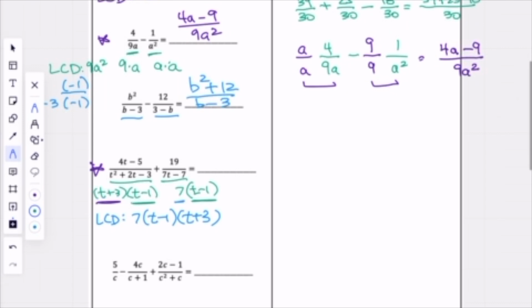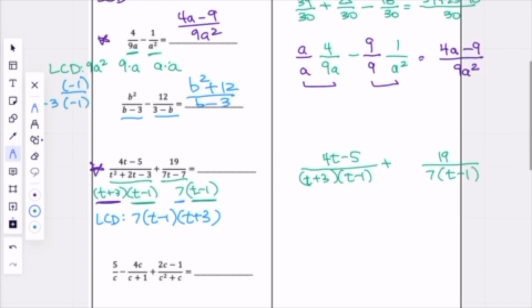So let's see what that will look like. So we're going to have 4t minus 5 over t plus 3 times t minus 1. And to that we're going to add 19 over 7 times t minus 1.